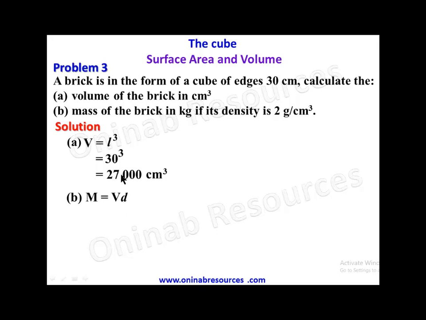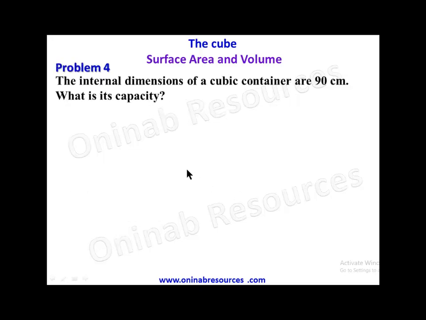Then to calculate the mass of the brick, we know mass is volume times density. So we have our volume to be 27,000 times 2, and 27 times 2 is 54. We add the 3 zeros, and it will give us 54,000 grams. And now that we are to convert it to kilograms, we divide by 1000, and that will give us 54 kilograms. And we go from here to problem 4.